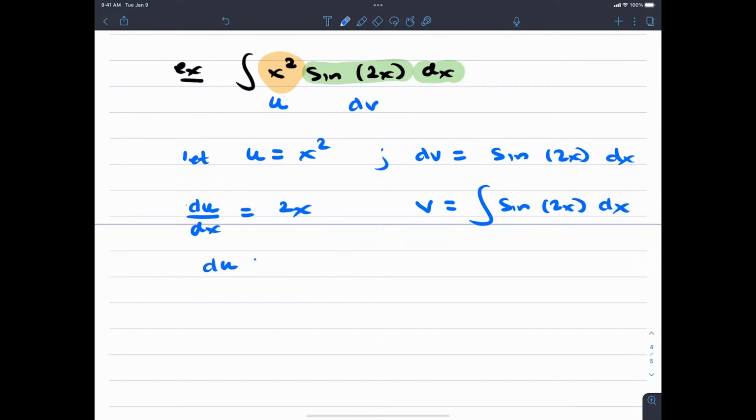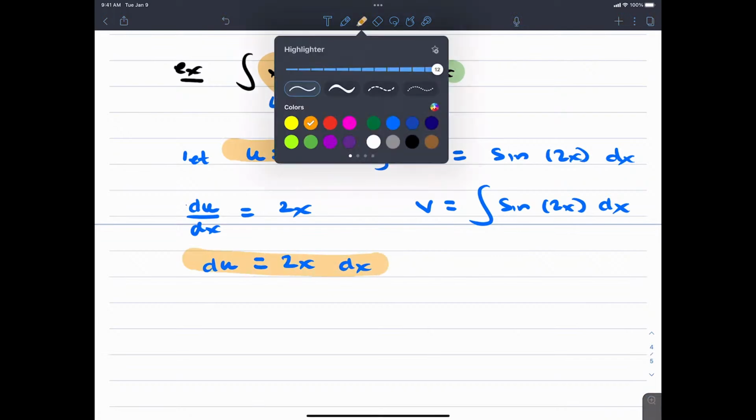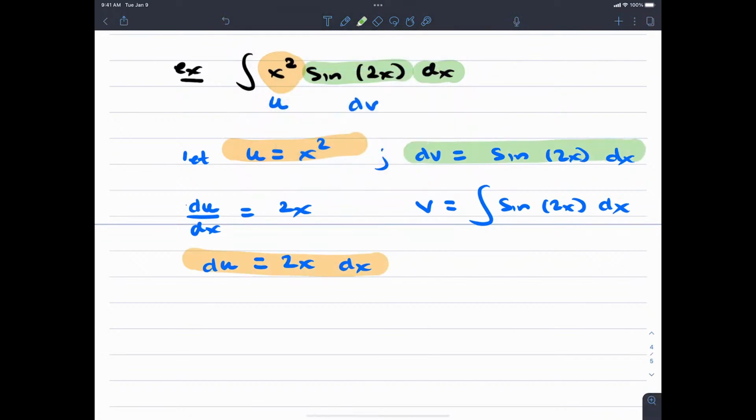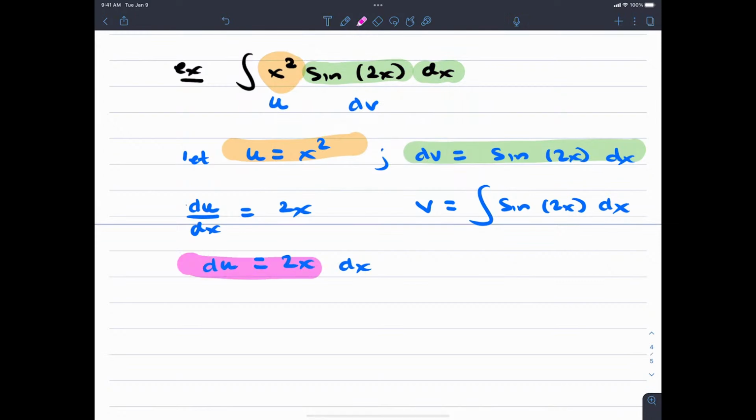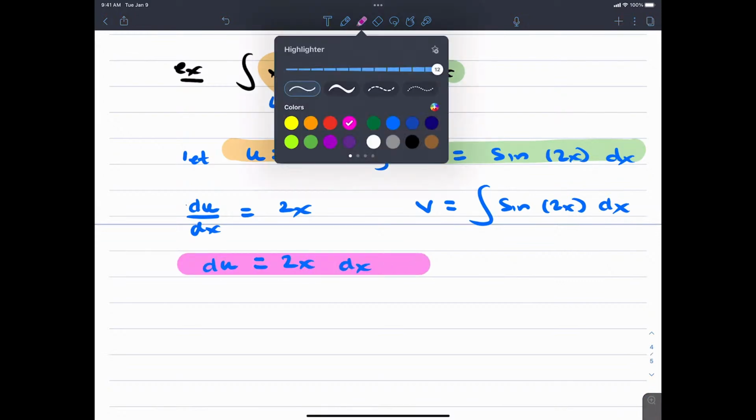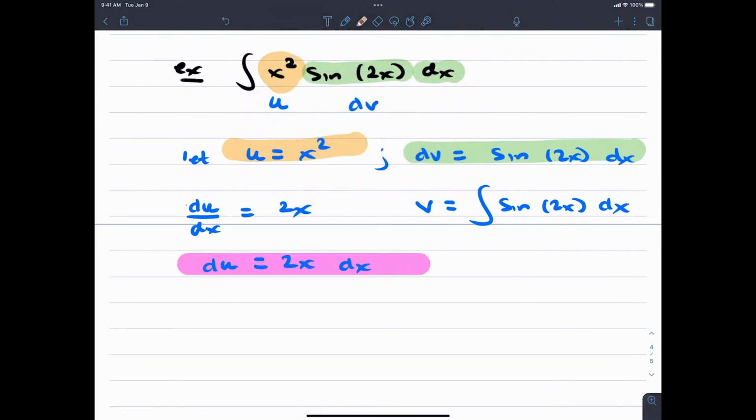Solving for du means you have 2x dx. So, like I said, you need that information. Again, I can use all four colors, try to find four colors: orange and pink maybe, and green and brown maybe. I don't know. Okay?